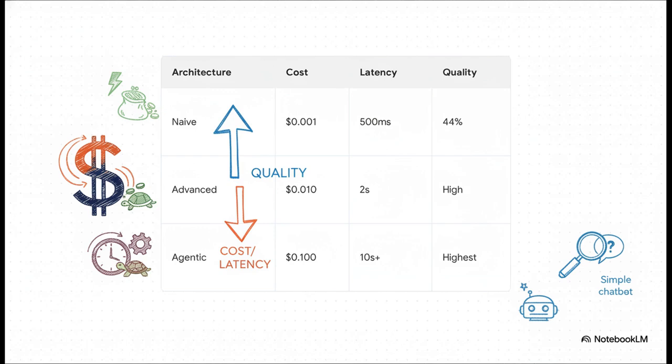Look, naive RAG is incredibly cheap. We're talking 1/10 of a cent per query, and it's lightning fast, taking maybe 100 to 500 milliseconds, but you hit that 44% quality baseline. Agentic RAG, on the flip side, gives you the absolute highest quality, but you're paying up to 10 cents per query and waiting up to 10 seconds for an answer. This makes it absolutely crucial to pick the right architecture for your specific needs, so you don't end up over-engineering a simple chatbot, or worse, under-engineering a complex reasoning agent.